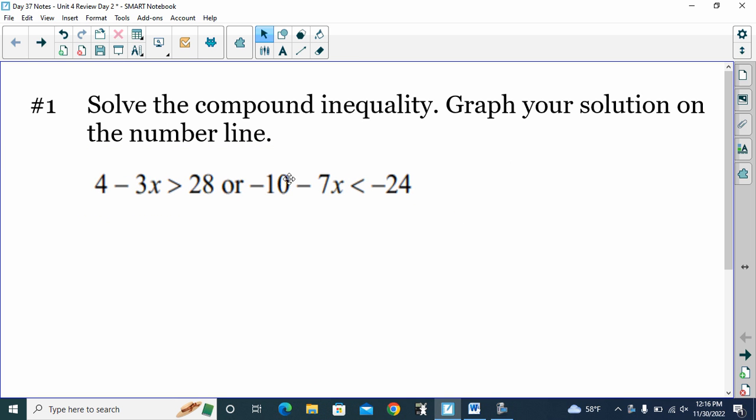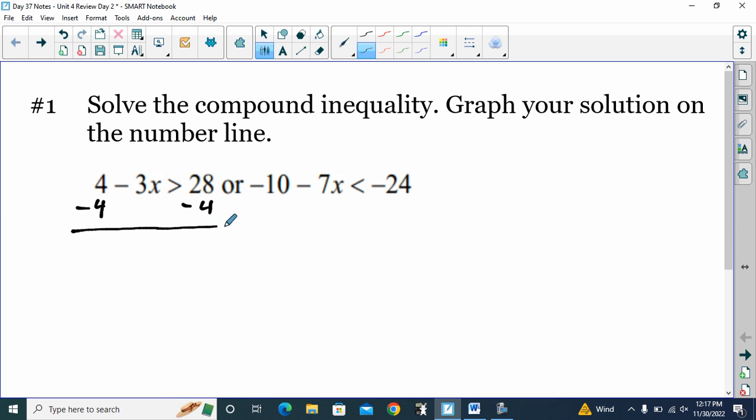To solve our compound inequality, this one we've got two separate inequalities connected with an or in between. We're just going to solve the inequalities one at a time and then keep the word or in between on our answer. So 4 minus 3x is greater than 28. We're going to ignore the second part over here and just focus on the first one. We can do that by subtracting 4 from both sides. Sometimes we flip our inequality, but not when we subtract, only if we multiply or divide both sides by a negative number. 28 minus 4 is 24.